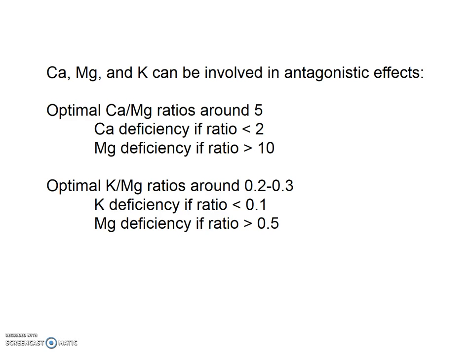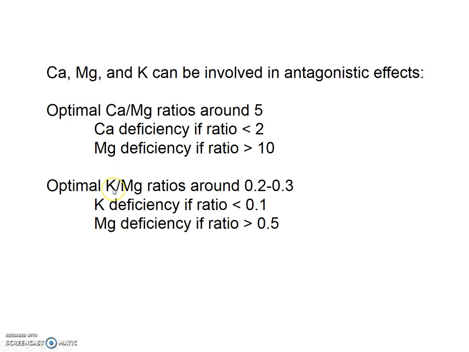One problem with calcium, magnesium, and potassium is that they can be involved in antagonistic effects. The optimal ratio of calcium and magnesium should be around 5. If we have a ratio of calcium-magnesium below 2, we will have calcium deficiency, and if the ratio calcium-magnesium is above 10, we will have magnesium deficiency.